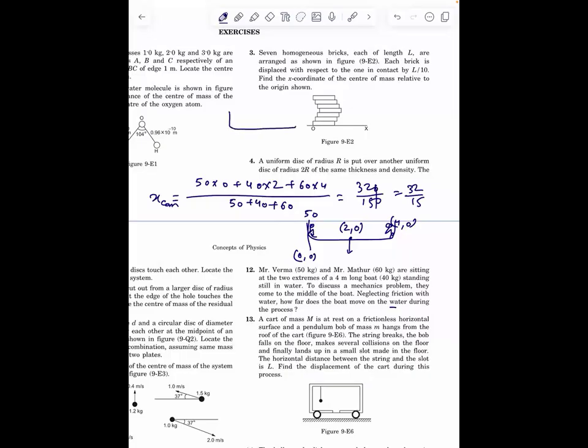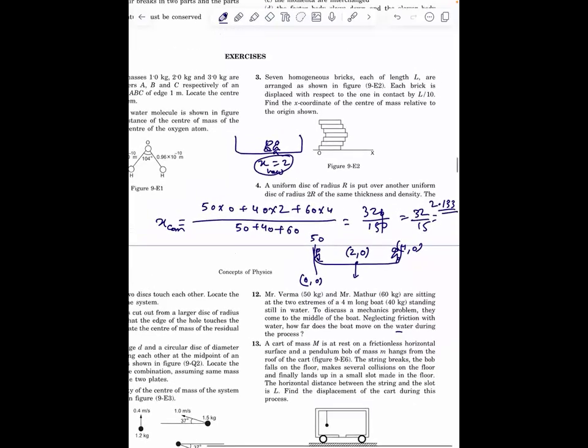But when they all come to the middle, where will the whole system's center of mass come? Can I say that X is equal to 2? The new center of mass will come at X is equal to 2. Earlier center of mass, check 32 by 15, how much is it? 2.133.